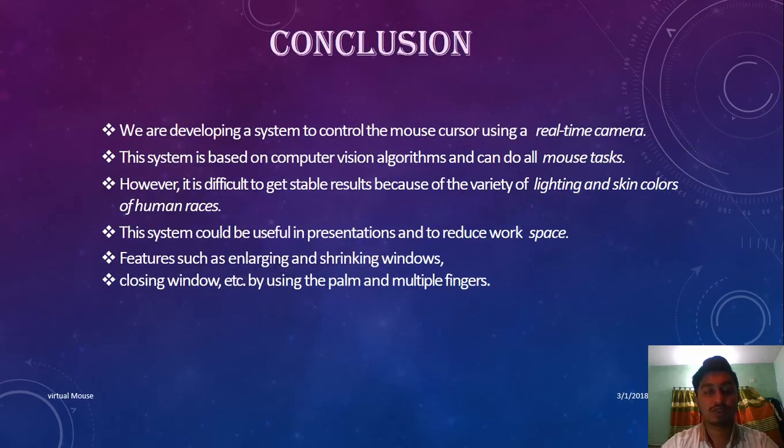Conclusion. We are developing a system to control the mouse with a real-time camera, with features such as enlarging and shrinking windows, closing windows etc. by using the palm and multiple fingers. However, it is difficult to get stable results because of a variety of lighting conditions, skin colors and human races. The system is based on a computer vision algorithm and can do all mouse tasks.